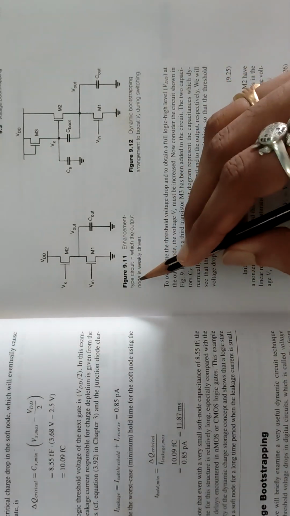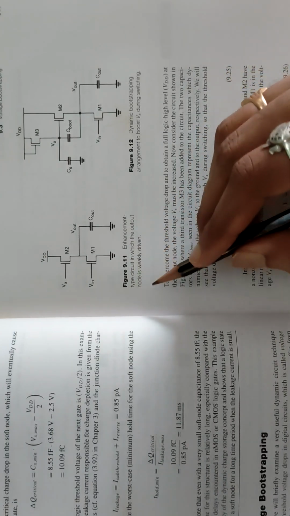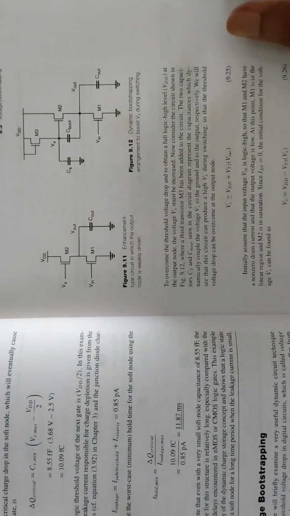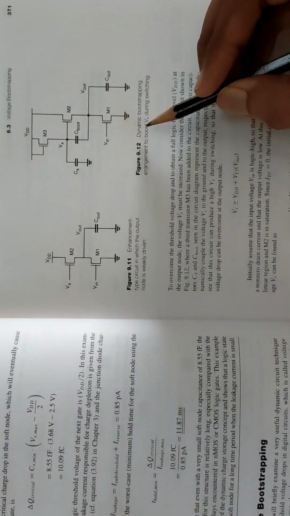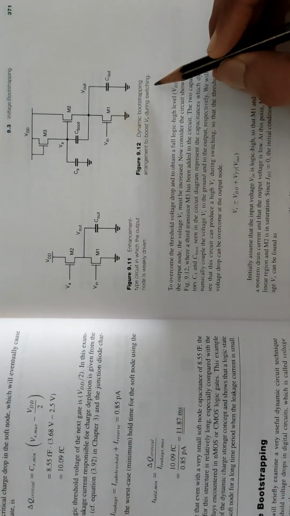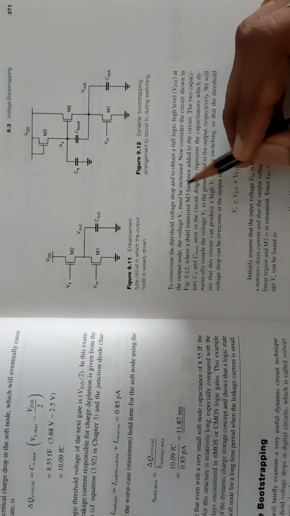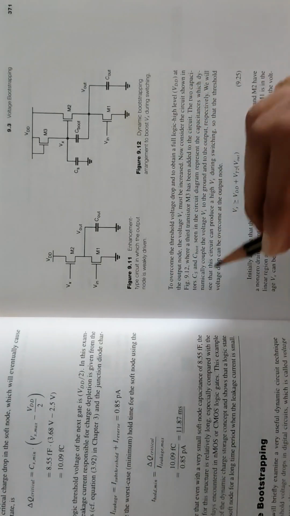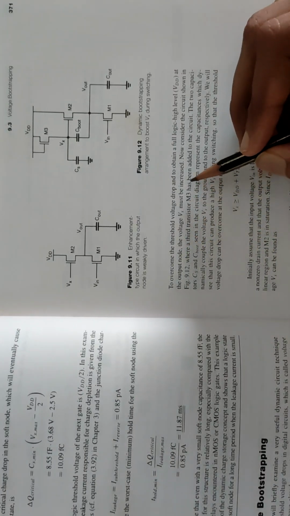Figure: enhancement type circuit in which the output node is weakly driven. Figure: dynamic bootstrapping arrangement to boost Vx during switching. To overcome the threshold voltage drop and to obtain a full logic high level VDD at the output node, the voltage Vx must be increased.